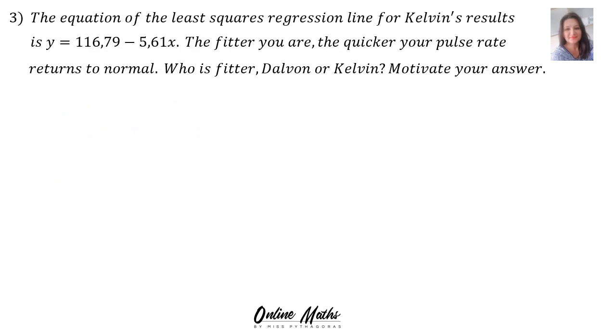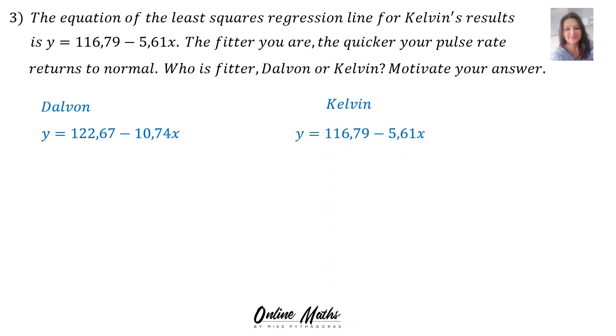Question 3. The equation of the least squares regression line for Calvin's results is y is equal to 116,79 minus 5,61x. The fitter you are, the quicker your pulse rate returns to normal. Who is fitter, Dalvin or Calvin? Motivate your answer. So first of all, Dalvin's regression line equation is y is 122,67 minus 10,74x. We calculated that in the first slide, and then Calvin's is given.